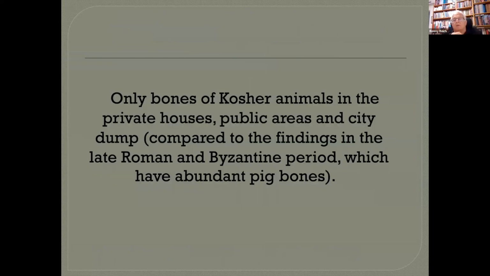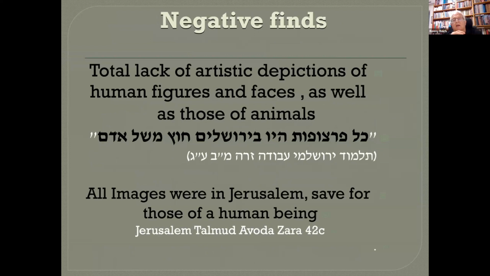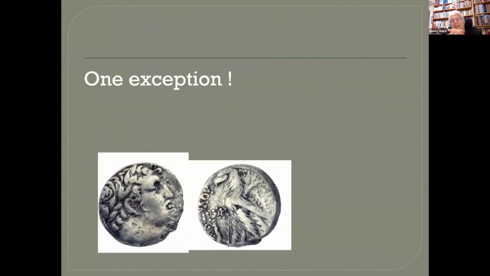Well, this we spoke of. We can go next. Yes, just to remind you that it is also brought in writing in the rabbinic literature. Kol partzufot hayu b'Yerushalayim chutz mishel adam. All images were in Jerusalem, save for those of human beings. With one exception. Let's see it next.